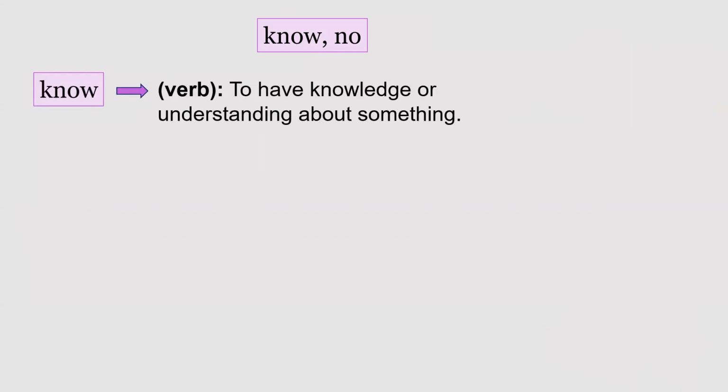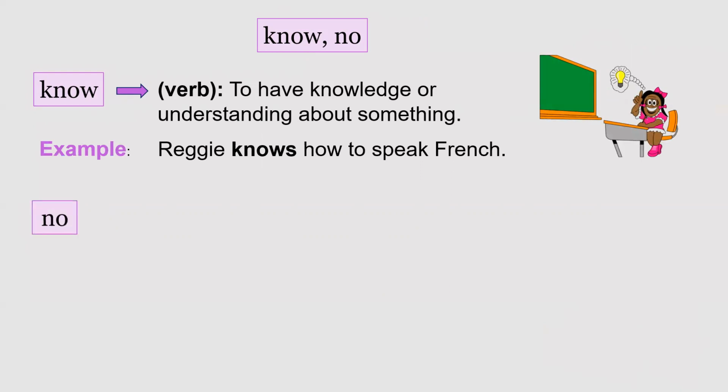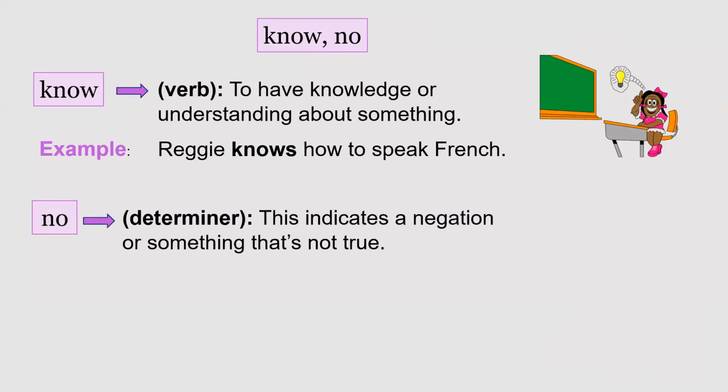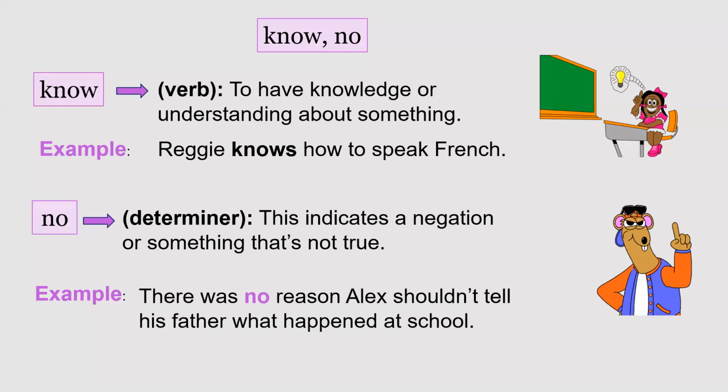Know and no. Know with K is a verb, to have knowledge or understanding about something. Example, Reggie knows how to speak French. No with N-O is a determiner. This indicates a negation or something that's not true. Example, there was no reason Alex shouldn't tell his father what happened at school.